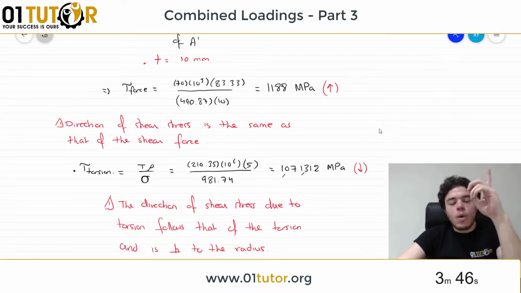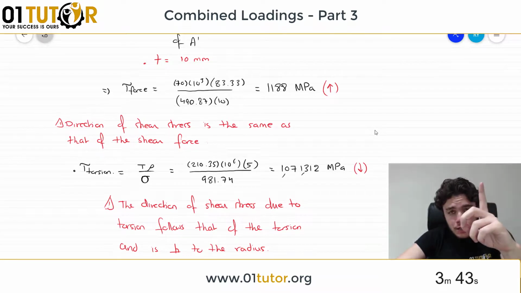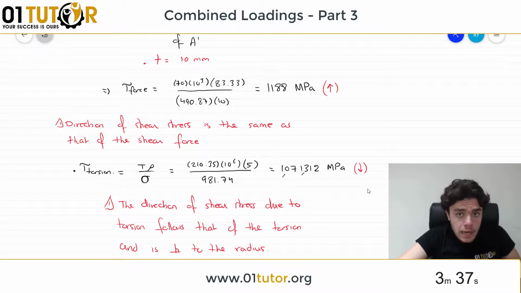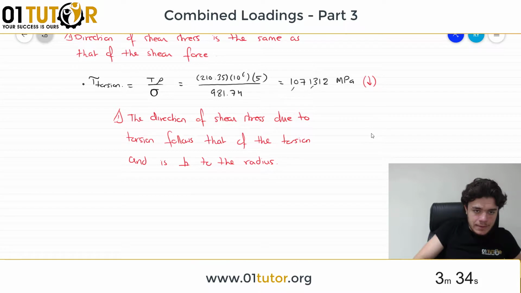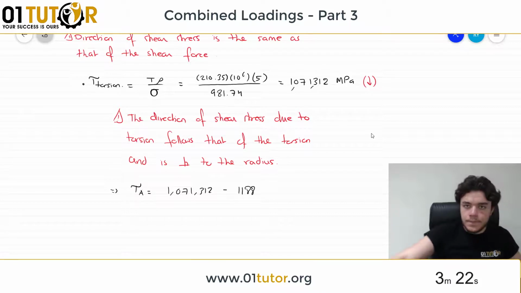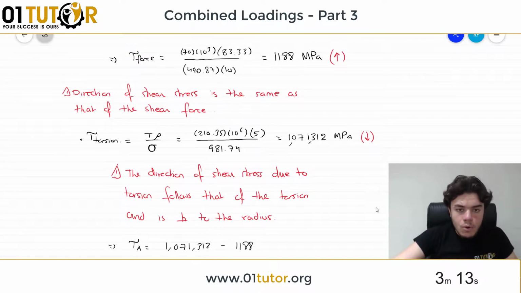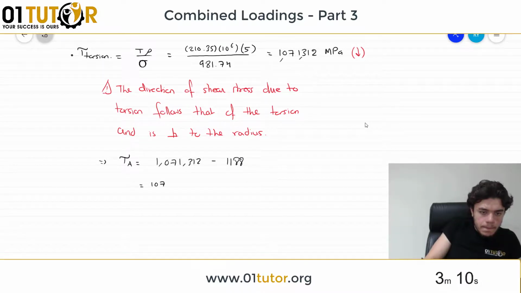So you have 1188 megapascal acting upwards due to shear force, and 1,071,312 megapascal acting downwards due to torsion, and therefore you can now get the net shear stress. So tau at point A is going to be 1,071,312 minus 1188, right? You're going to get 1,070,124. Again, very huge number. You're not going to get such numbers.